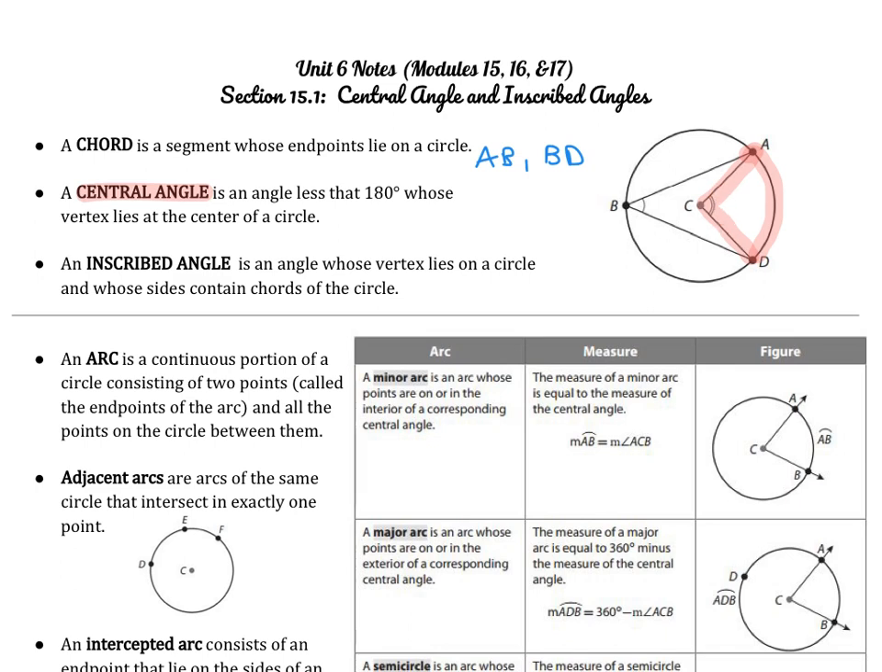And last, the inscribed angle. An inscribed angle is an angle whose vertex lies on the circle, like you can see right here, and whose sides contain chords. So ABD would be an inscribed angle. So you can see again, its vertex is on the circle instead of in the center.